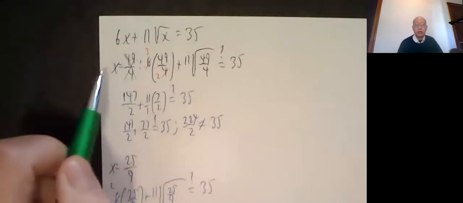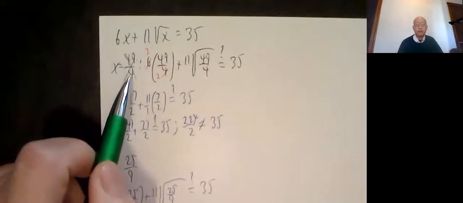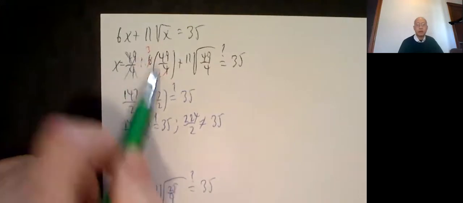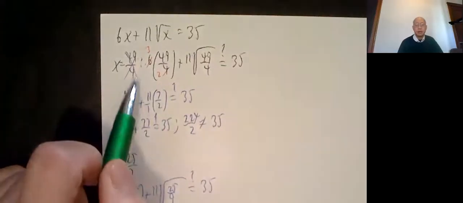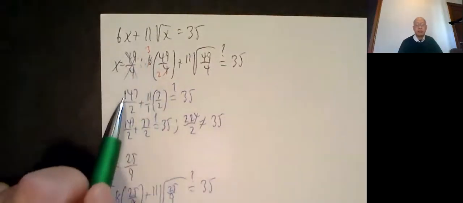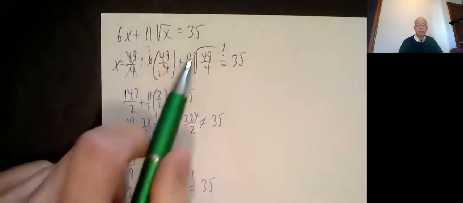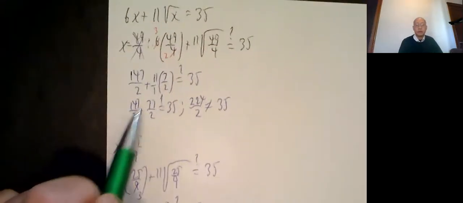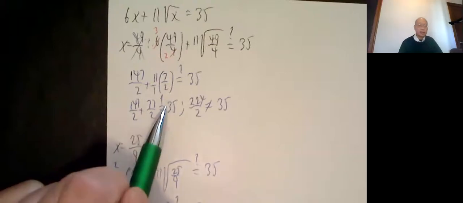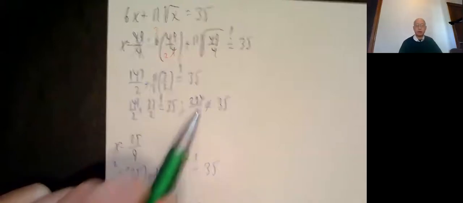Okay, if I try 49/4, 6 times 49/4 plus 11 square root of 49/4, is that 35? Okay, well, a little bit of cancellation. That gives me 147/2 plus 11 times 7/2. Okay, so 147/2 plus 77/2, you can grind it out. It's not 35, so this doesn't really work.